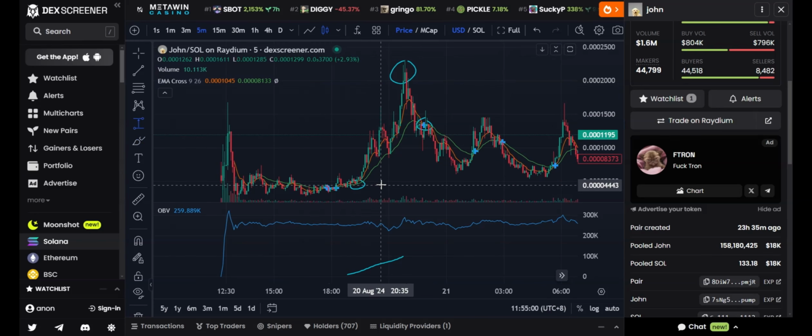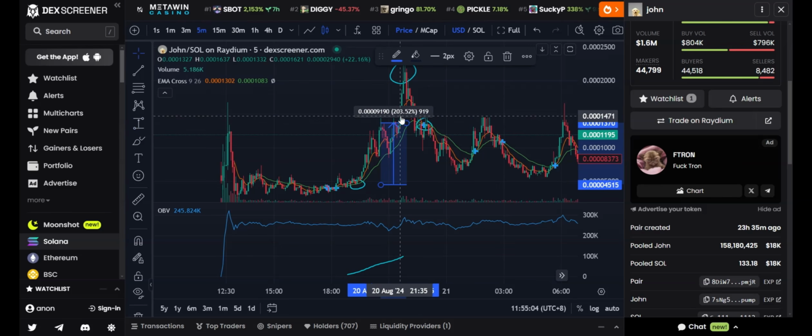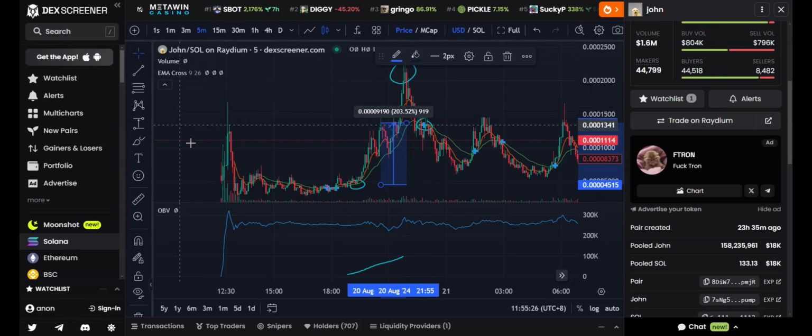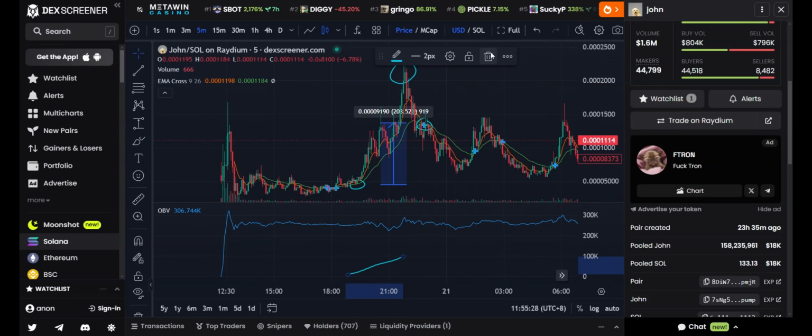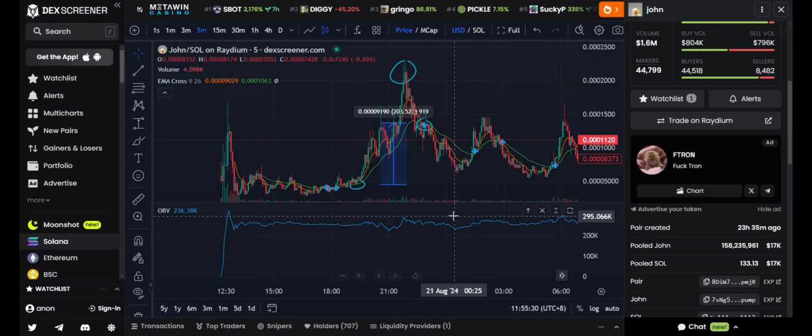Let's just say you took your profits there. You've still made 200% on your money because you've been conservative and you've waited for the crosses. You've waited for this EMA cross indicator to tell you when you should be getting in and when you should be getting out. And it's so easy. There's really not much else thought to be put in it besides looking at your volume.